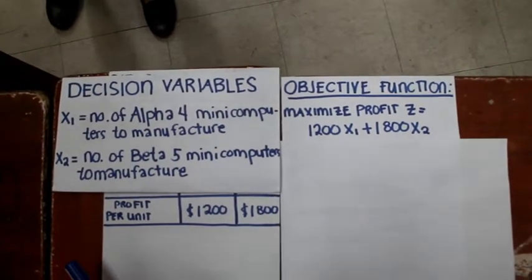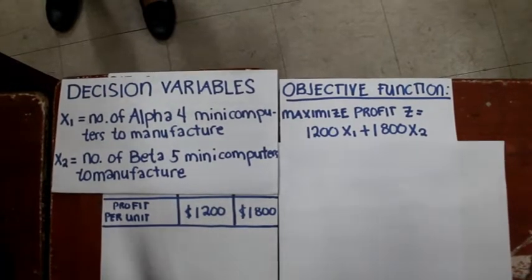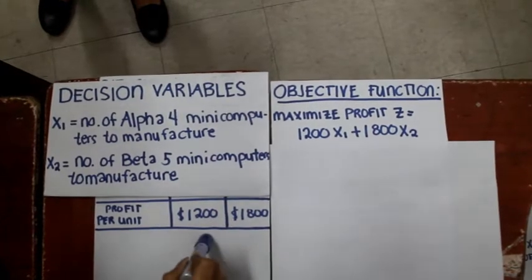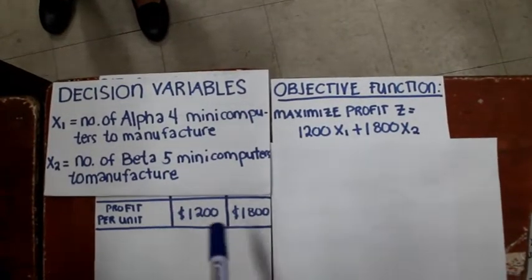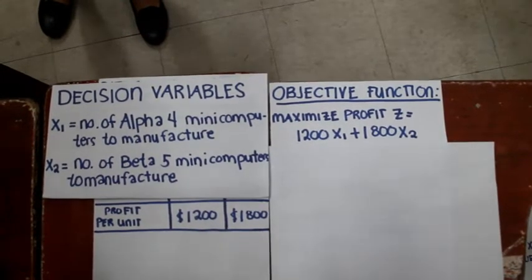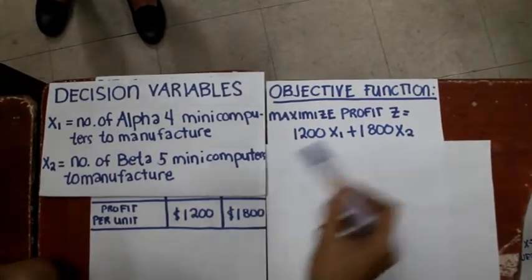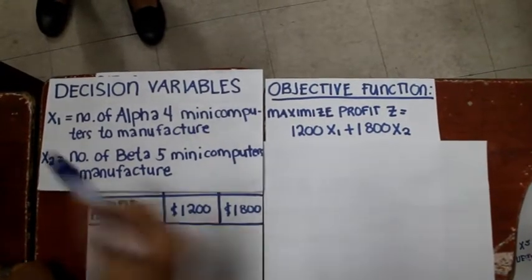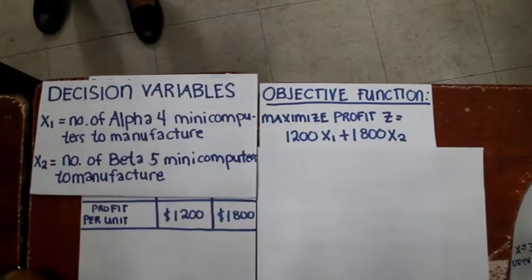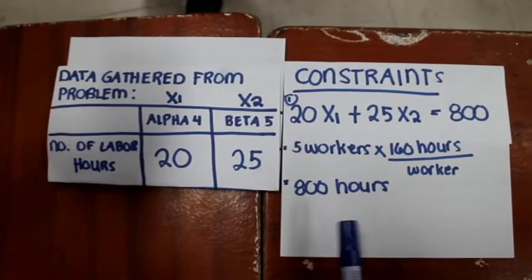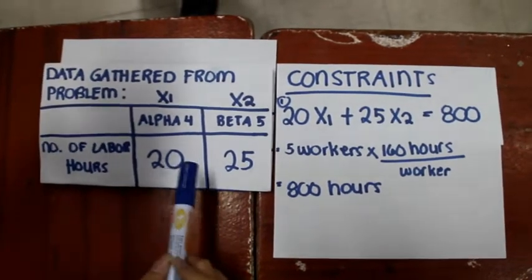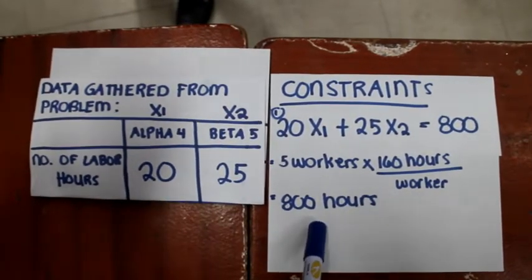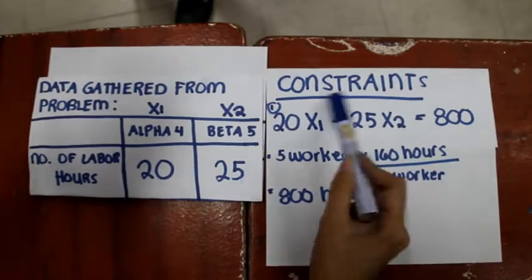To get its objective function, we need to multiply the number of Alpha 4 mini computers to manufacture by its corresponding profit per unit, and the number of Beta 5 mini computers to manufacture by its corresponding profit per unit. So we came up with the following objective function, where maximized profit Z equals 1,200 x1 plus 1,800 x2. The time it takes to produce x1 units of Alpha 4 added to the time we produce x2 units of Beta 5 must equal 800 hours. So we came up with the following inequality.